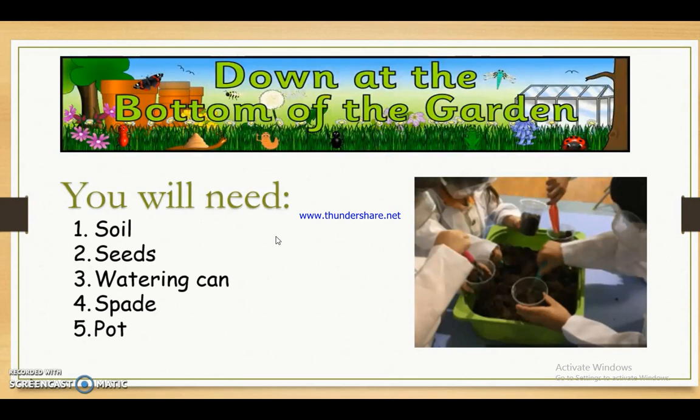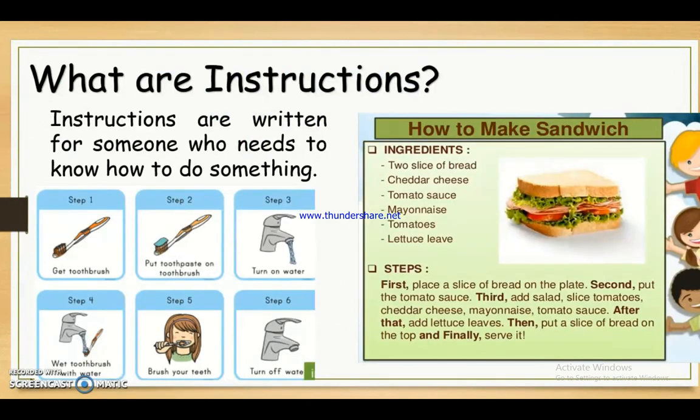First of all, we are talking about what you will need to do this. We will need soil, seeds, a watering can, a spade, and a pot. As you can see in the picture, they are filling the cups with soil, and after this they will put the seed, and they are using spades.